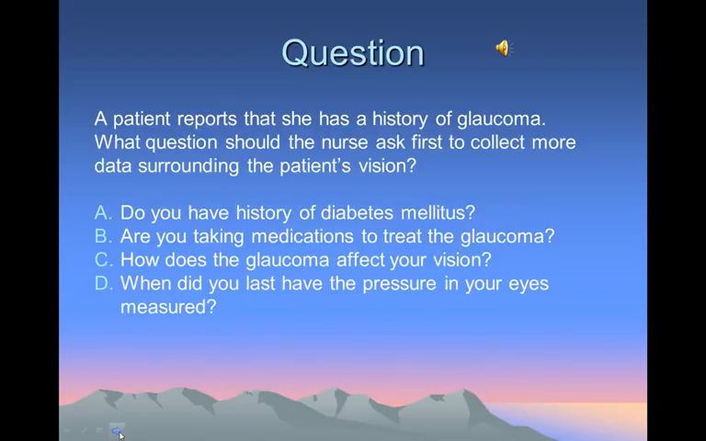Okay, so if we read this, what do we think the answer is? How does glaucoma affect your vision? You want to do a symptom analysis. Do the symptom analysis first, and then we'll get into the other questions.